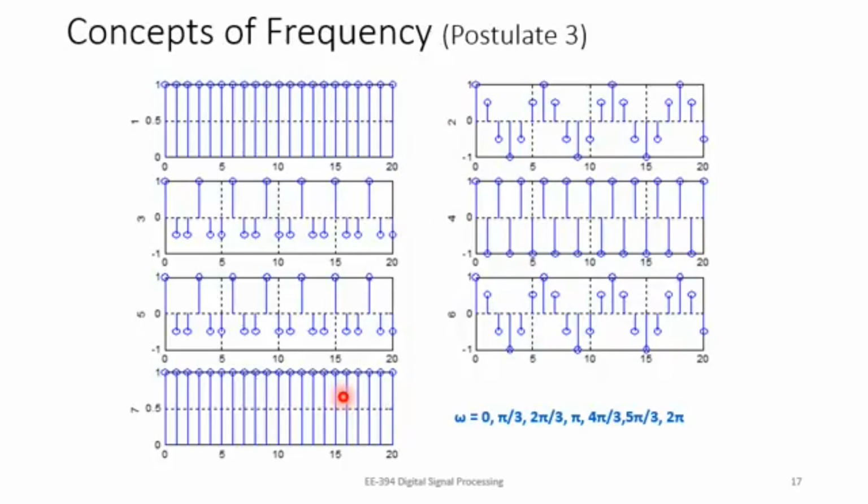So postulate 3 indicates that when we compare with the continuous time sinusoid, where the rate of oscillation increased as we increased the frequency and there was no limit, in discrete time sinusoid there is a limit of FD equals to half. The rate of oscillation is highest at FD equals to half, and when we go beyond FD equals to half, the rate of oscillation starts decreasing.